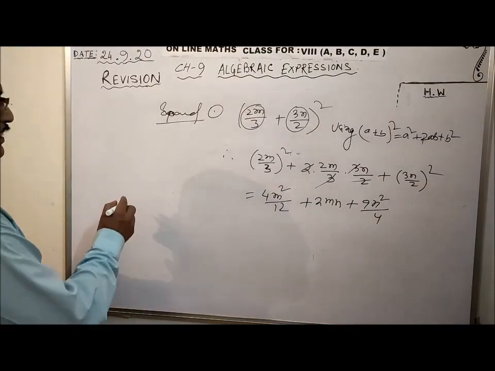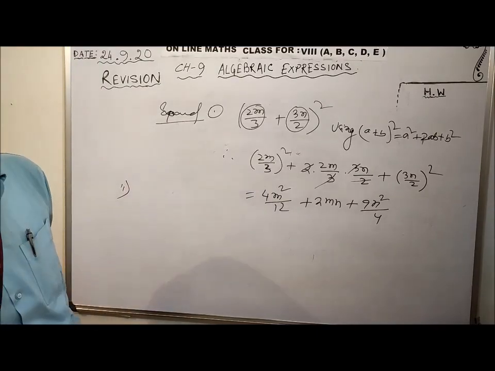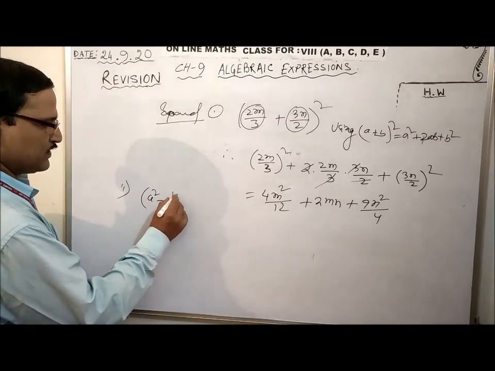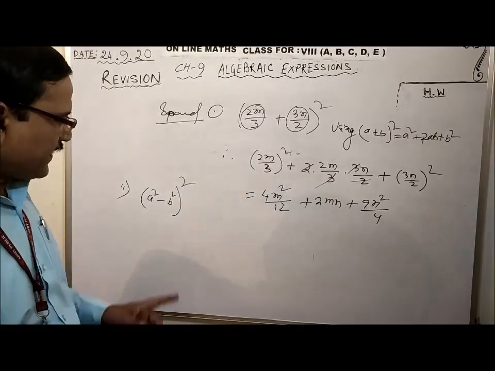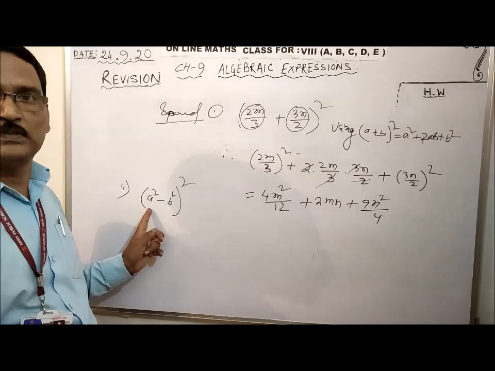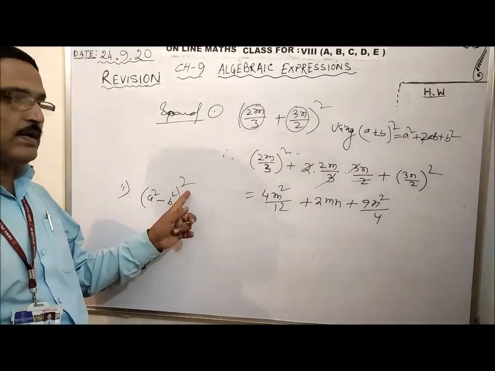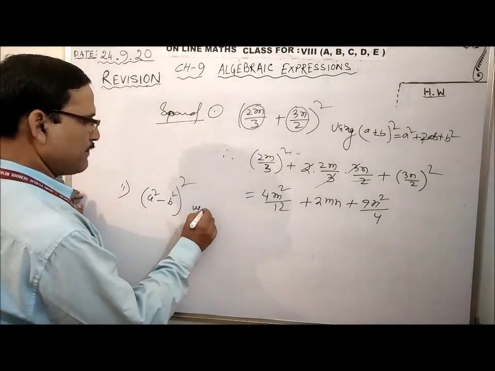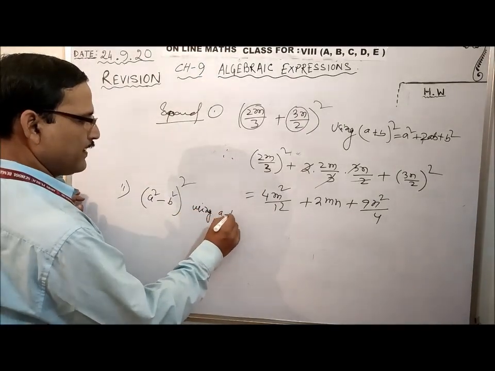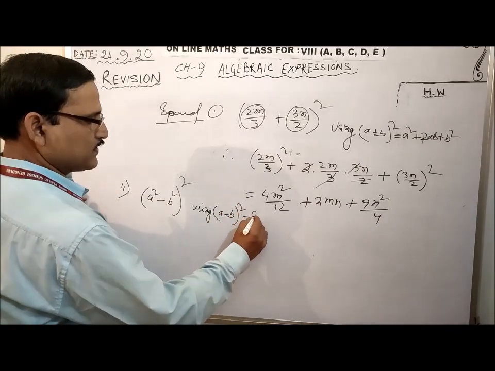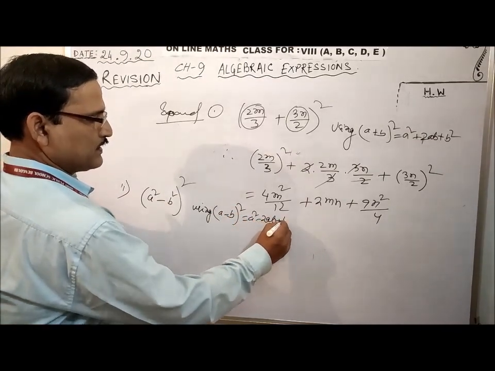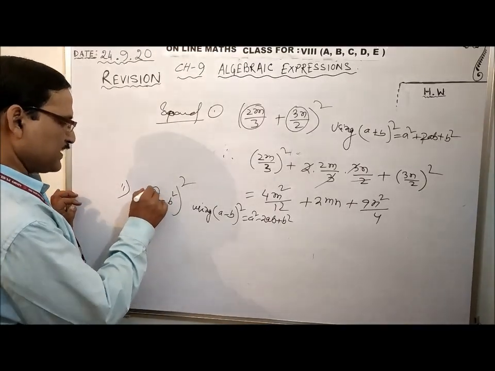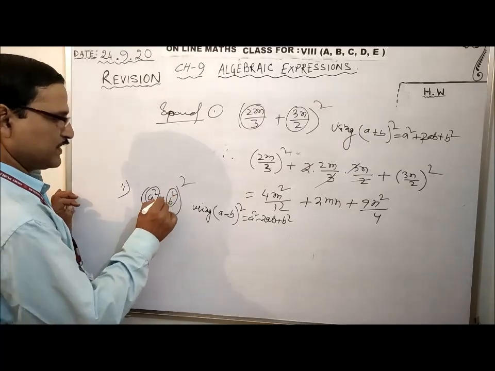Okay. Question number 2: (a square minus b square) whole square. Forget about the square inside the bracket. Or if you follow the a square minus b square, then another whole square is there. So what will I do? You follow using (a minus b) whole square is equal to a square minus 2ab plus b square. Don't consider a square minus b square separately. So this total will be treated as a and this total you have to treat as b.